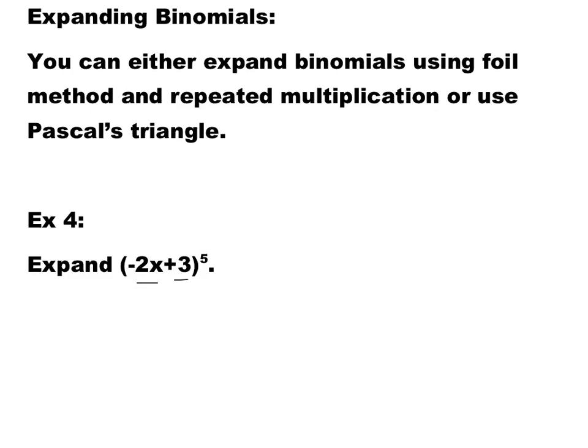Now the first method, which is the repeated multiplication. For instance, in the case of negative 2x plus 3 exponent 5, we are going to write the binomial 5 times, and then we are going to distribute the first binomial into the second one, and then the product is going to be distributed in the third one, and so forth. This is a cumbersome method and prone to mistakes. But the best method, which is very fast, is Pascal's triangle.